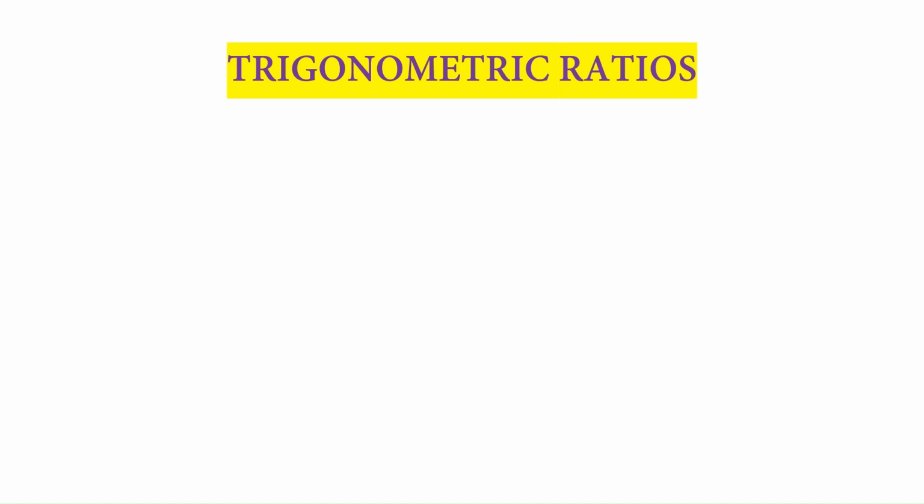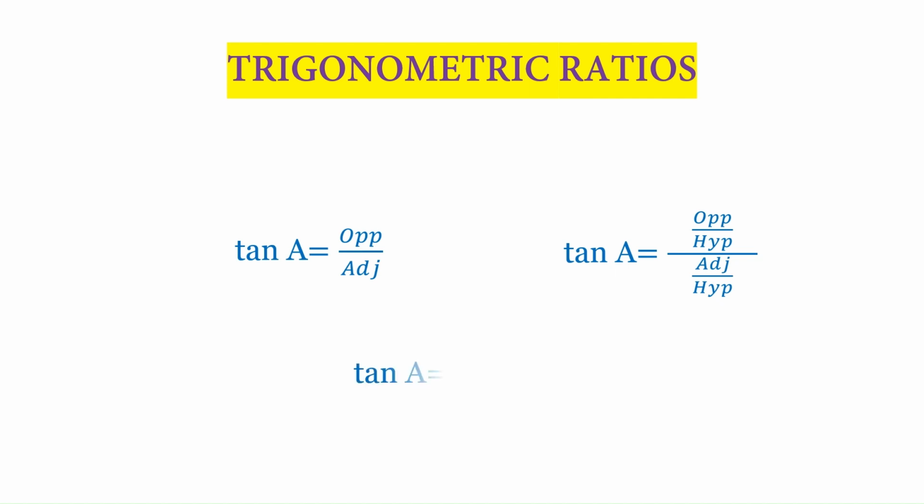Now observe this tan A value, opposite upon adjacent. If we divide both numerator and denominator by hypotenuse, it will get modified like this. In the numerator we have opposite upon hypotenuse, which is nothing but sin A, and adjacent upon hypotenuse is nothing but cos A. So tan A can be written as sin A upon cos A.